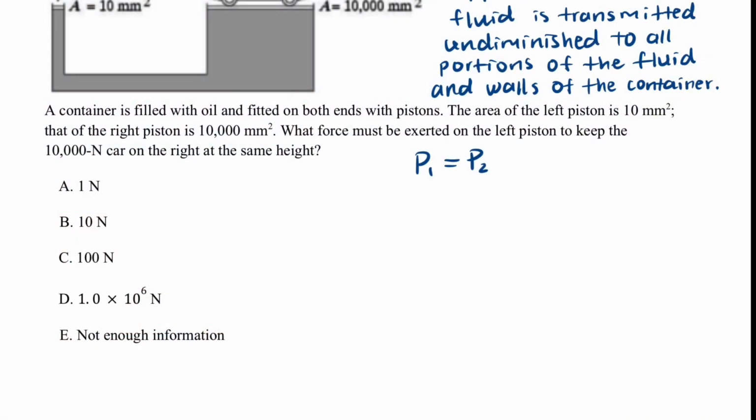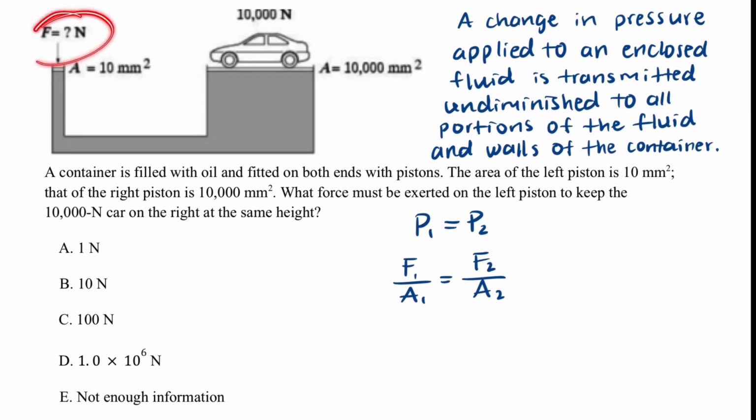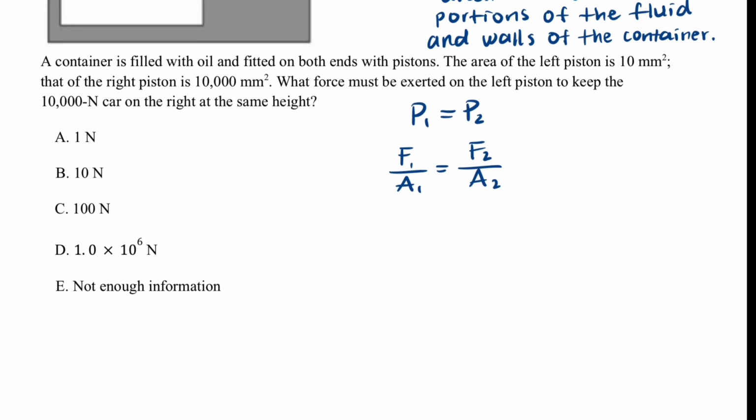Because we know pressure is force divided by area, then we can say force 1 over area 1 equals force 2 over area 2. You can think of this as left or right, and I think most of us will be able to solve this problem with this information. Now let's just plug in what we know. We don't know the left side force, we know the left side area, and we know everything on the right side. The left side force was called just F.